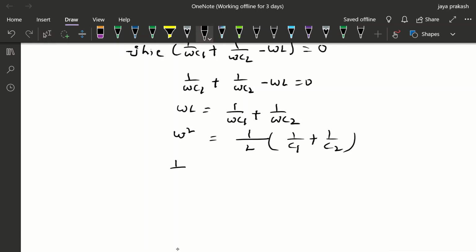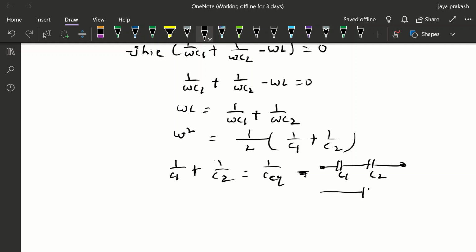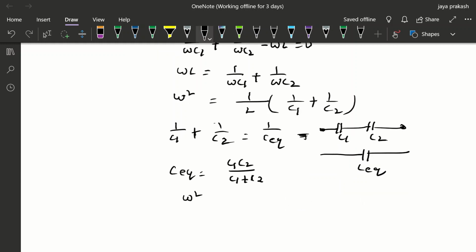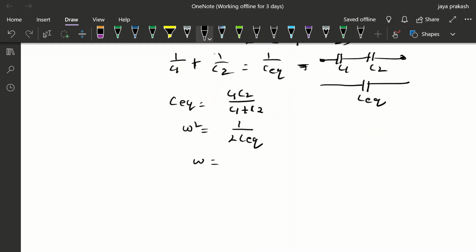This 1 upon C1 plus 1 upon C2 can be considered as 1 by C equivalent. You can see in the block diagram notation. Suppose this is C1 and this is C2. It can be replaced by a single capacitance C equivalent, where C equivalent is equal to C1 C2 divided by C1 plus C2, right? So omega square is equal to 1 upon L into C equivalent. Omega is equal to 1 upon root of L C equivalent.